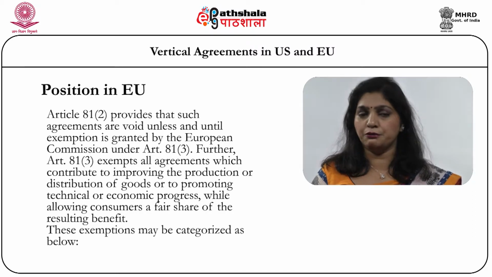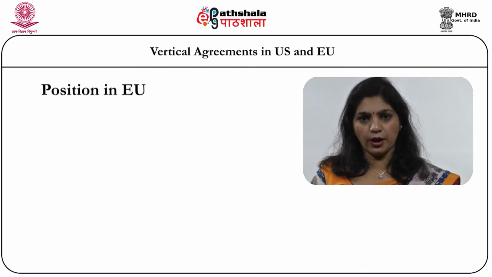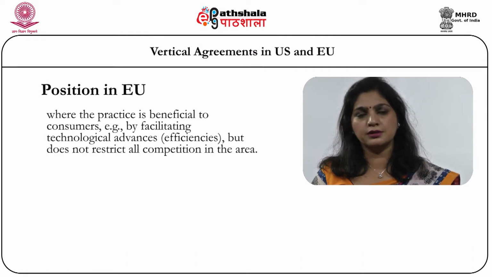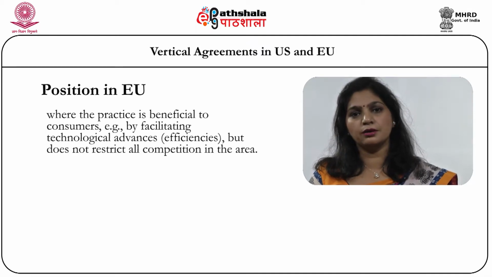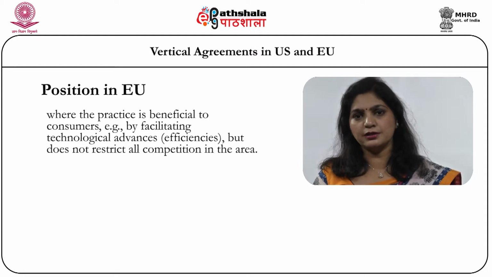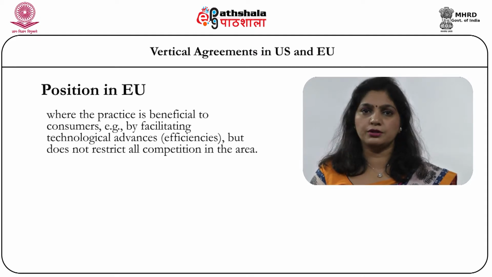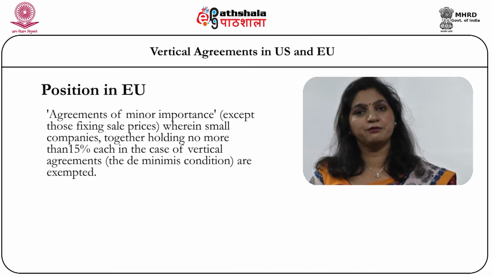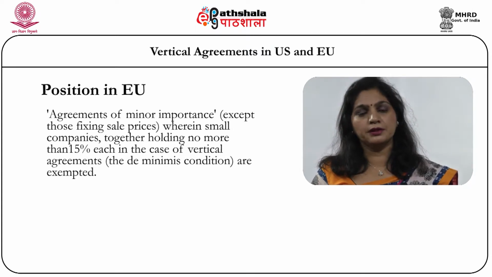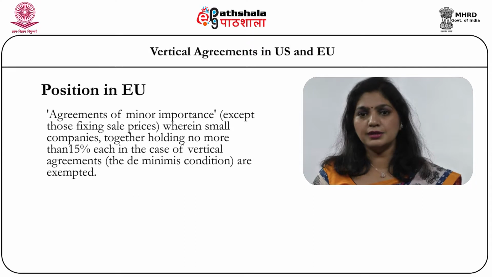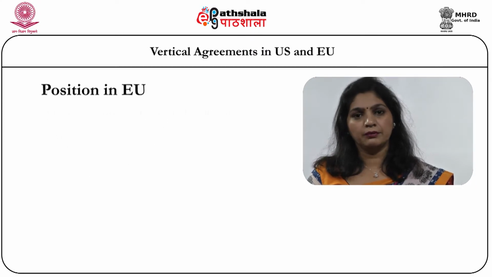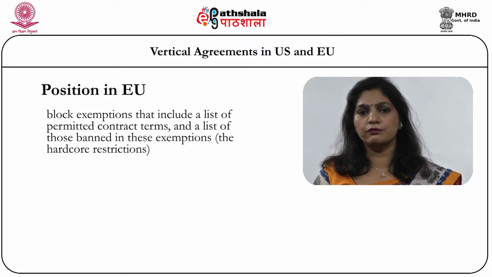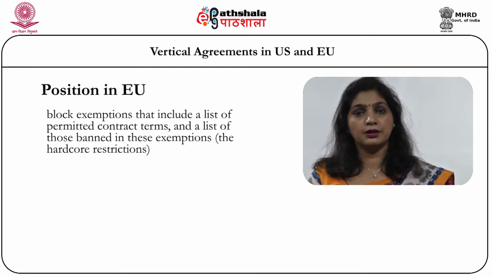For our understanding, we can categorize these exemptions: 1. Where the practice is beneficial to consumers, for example, by facilitating technological advances, what we may term as efficiencies, but does not restrict all competition in the area. Second, agreements of minor importance, except those fixing sale prices, wherein small companies together holding no more than 15% each in the case of vertical agreements, what we term as the de minimis condition, are exempted. And third, block exemptions that include a list of permitted contract terms and a list of those banned in these exemptions, the hardcore restrictions.